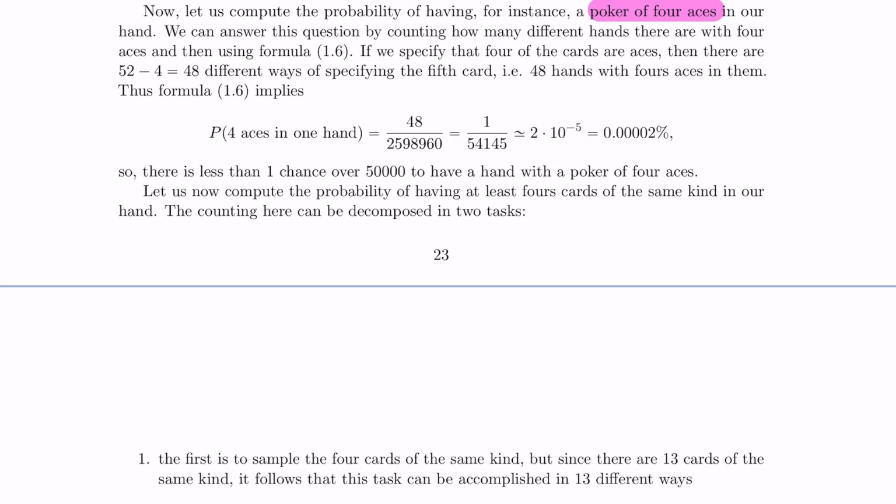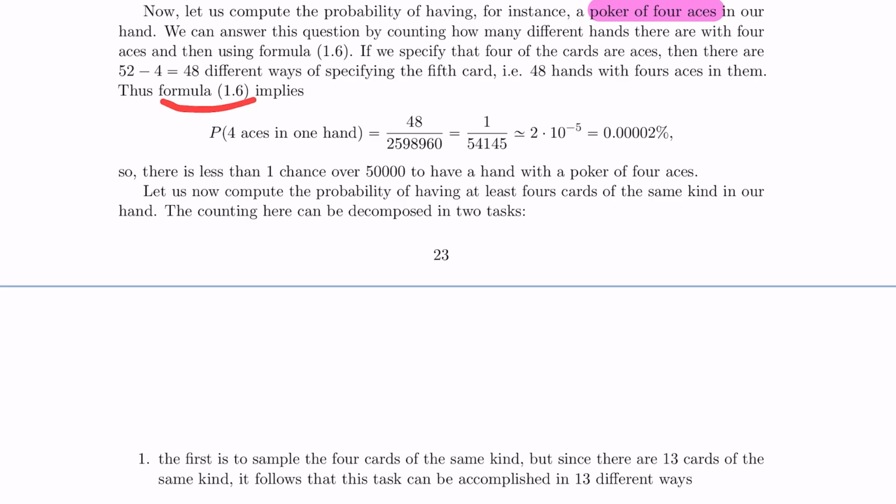Now let's compute the probability of another event, that is, having a poker of 4 aces in our hand. To find this probability, we must count how many different hands there are with 4 aces. For that, notice that if we specify that 4 of the cards that we have in our hand are aces, then there are 52 minus 4, that is 48, different ways of specifying the fifth card. And this implies that there are exactly 48 hands with 4 aces in them.